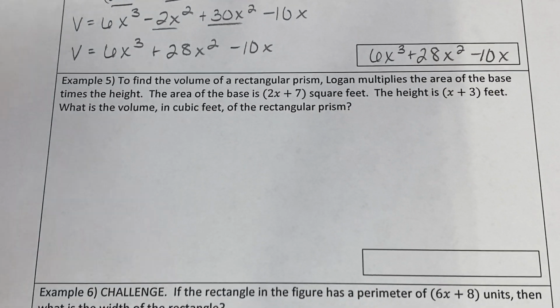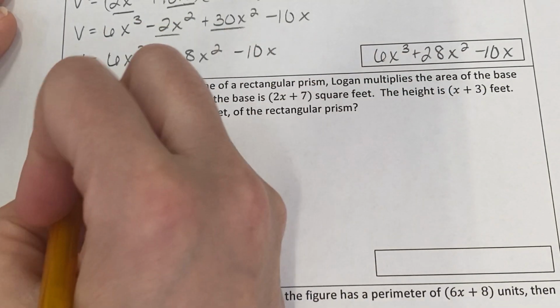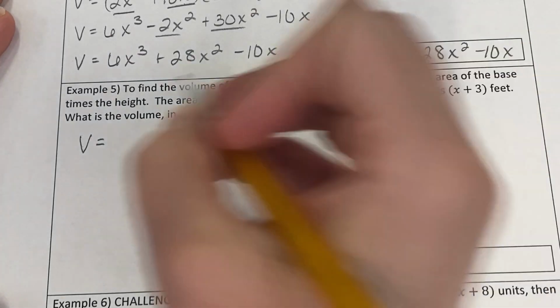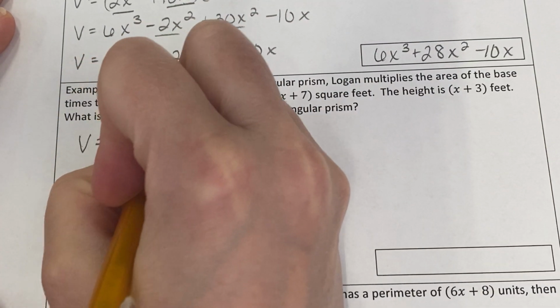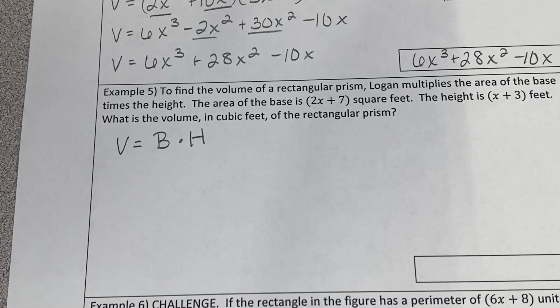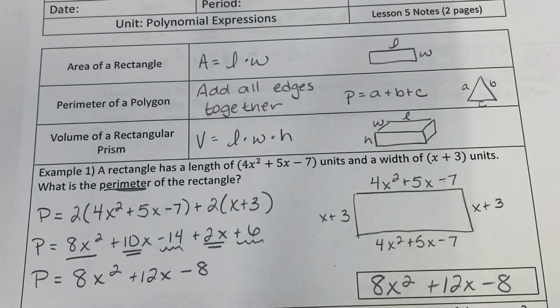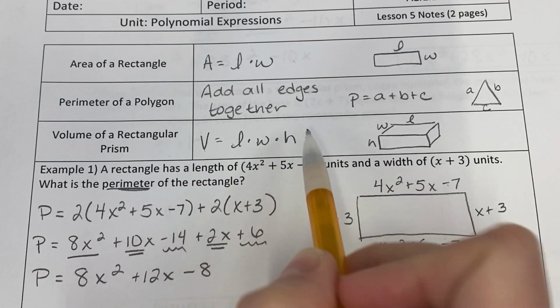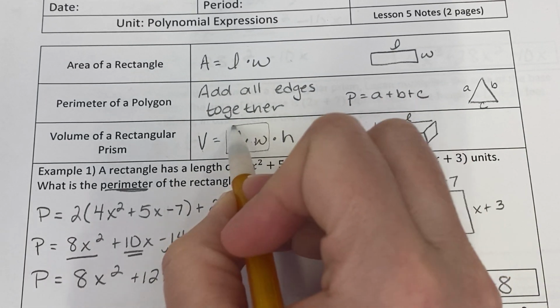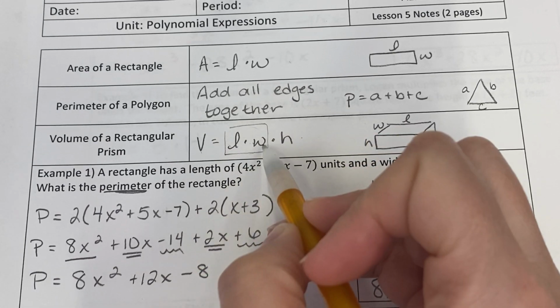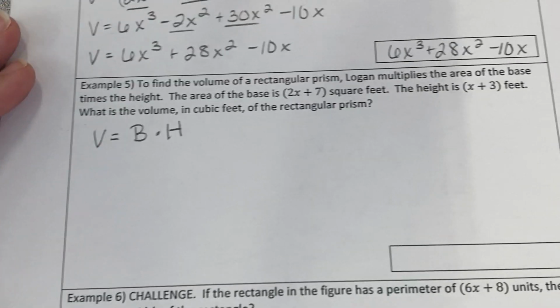Example 5. To find the volume of a rectangular prism, Logan multiplies the area of the base times the height. Okay. Find the volume of a rectangular prism. He took the base times the height. And that's true, because if you look back at this, it says length times width times height. If you take length times width, you get the area of the base and then multiply it by the height. So this is the same thing.